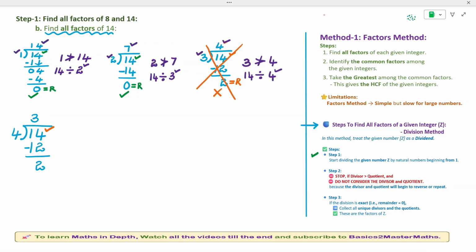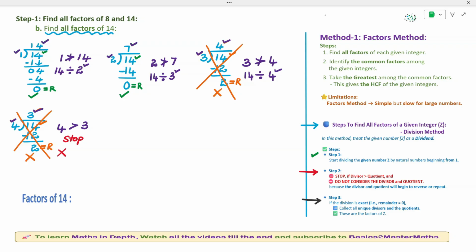When we divide 14 by 4, we get 3 as the quotient and 2 as the remainder. So, this division is not exact. Therefore, please do not consider this step. In this case, the divisor 4 is greater than the quotient 3. So, as per the rule, please stop here and do not consider this step.